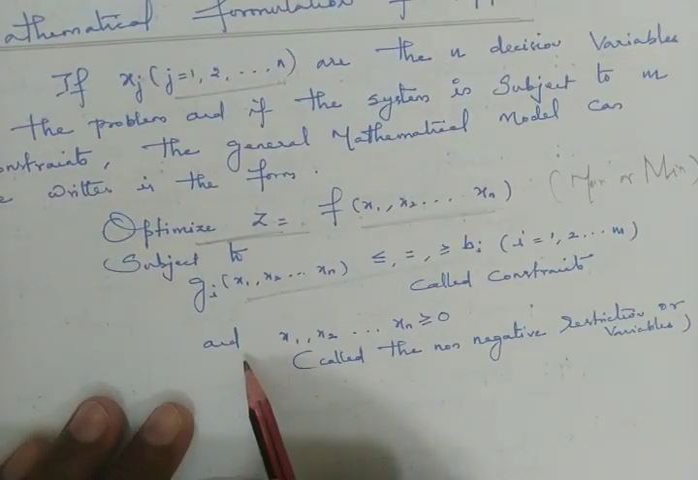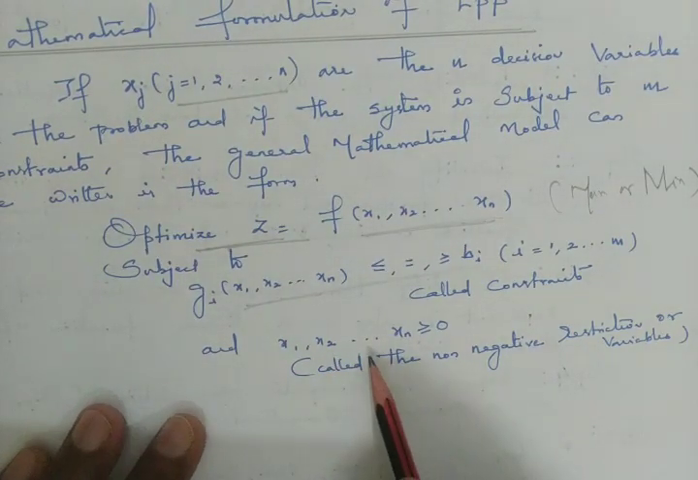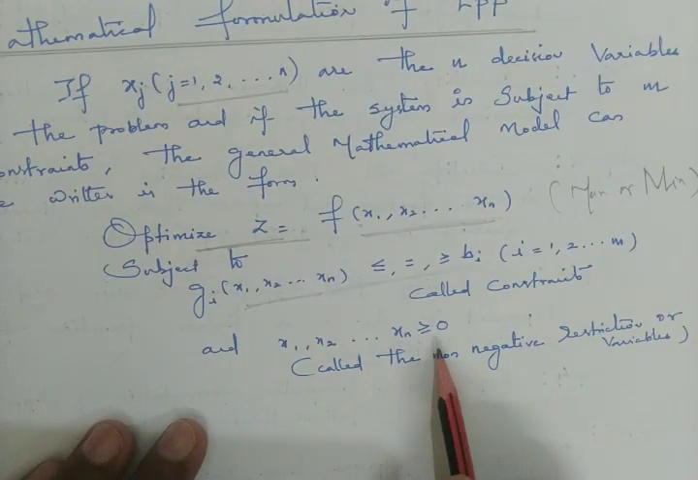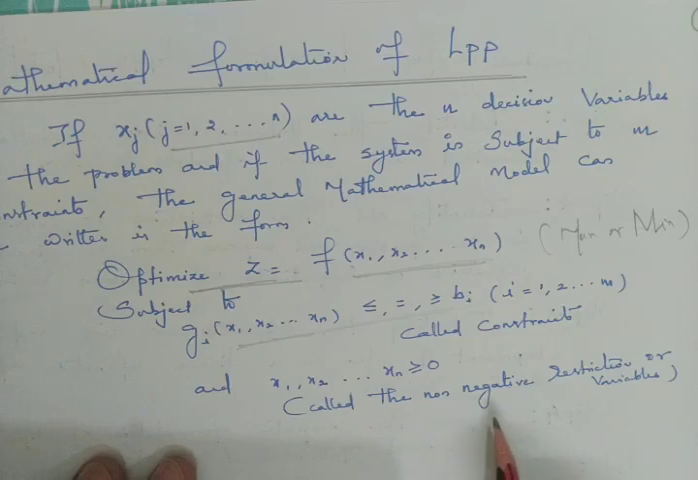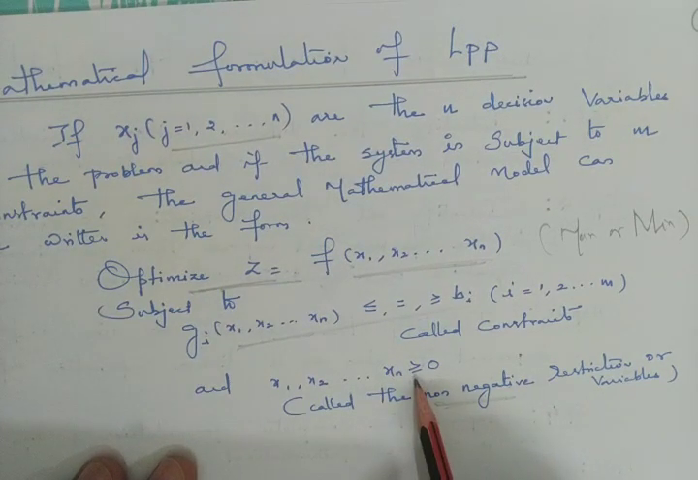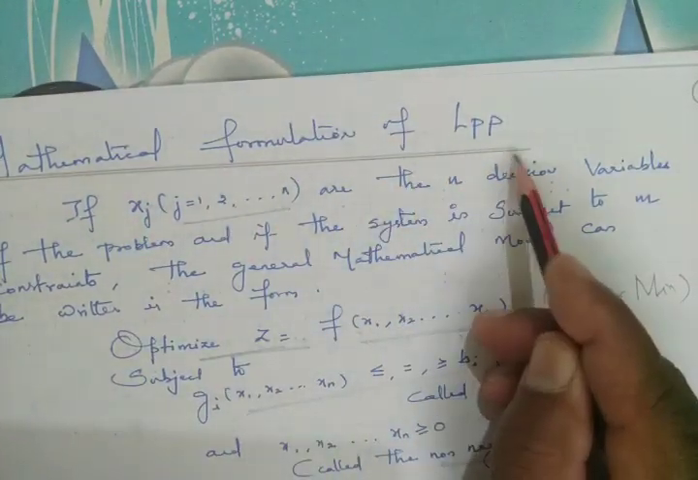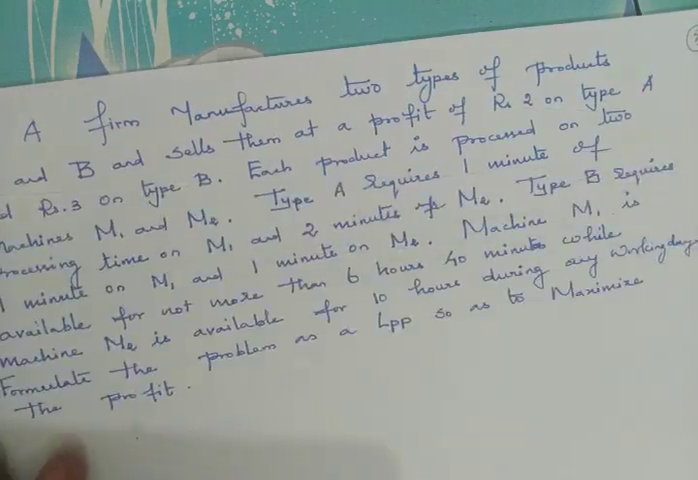And finally we write the variables. What variables are involved? The decision variables should always be greater than or equal to 0. That indicates the variables involved in the problem should always be non-negative. We have to always mention this, and this model we can call the mathematical formulation of LPP. As a continuation of this, we will discuss a few problems.